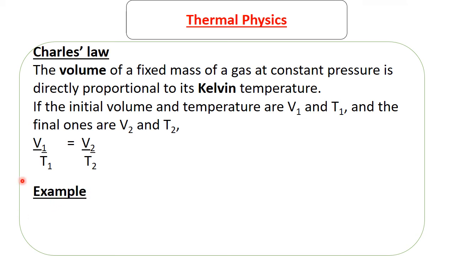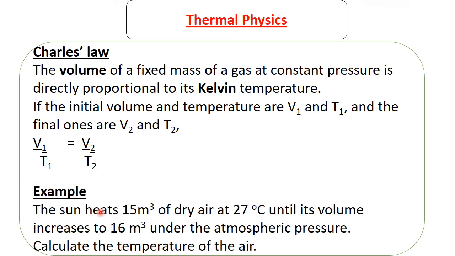Here's an example. The sun heats 15 meter cubed of dry air at 27 degrees Celsius until its volume increases to 16 meter cubed under the atmospheric pressure. Calculate the temperature of the air. The pressure was the same since they said under the atmospheric pressure. So as the change was happening, the pressure was just the same.